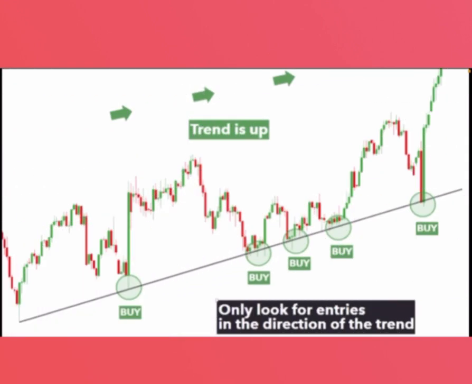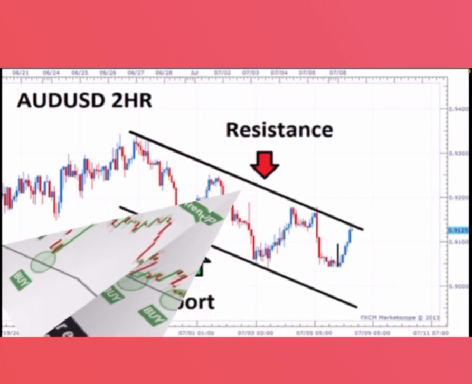You can see this is an uptrend. It shows you this is where to buy, like that. So you're looking for a buy opportunity like that. Only look for entries in the direction of the trend. Very simple. Remember this in the back of your mind. Only look for entries in the direction of the trend. If it's an uptrend, look for buy opportunities. If it's a downtrend, look for sell opportunities.